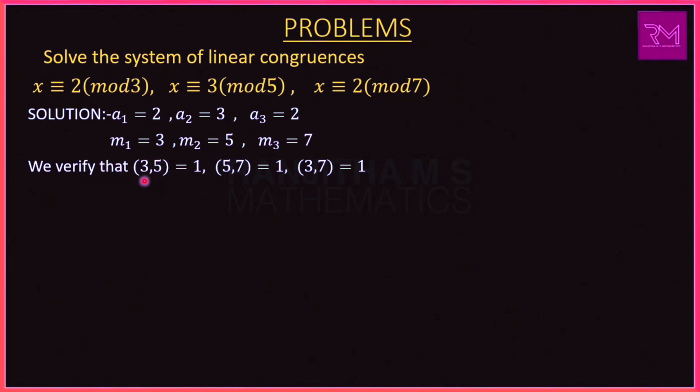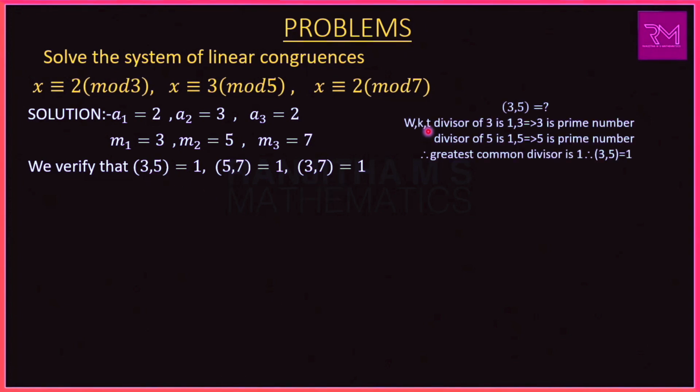So we have taken 3, 5 here. We have to verify that the GCD of 3 and 5 is 1, the GCD of 5 and 7 is 1, and similarly the GCD of 3 and 7 is 1. In the previous videos we studied how to find the GCD for bigger values. For these smaller values it is very easy to find the GCD in this form. Here I have taken the GCD of 3 and 5.